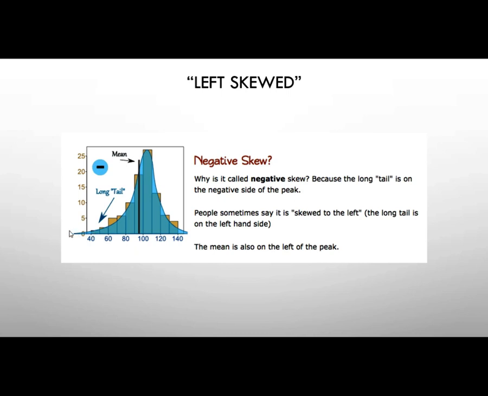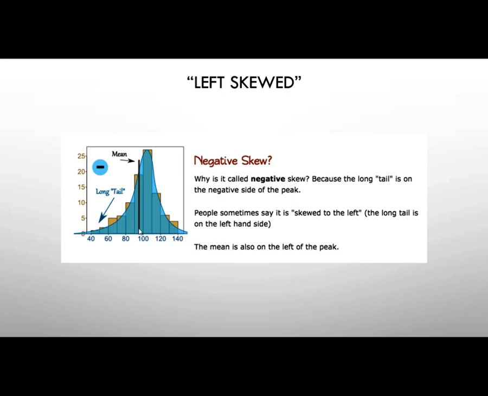This is pointing to the left, therefore it is pointing to the negative side of the graph. We can call it a negative skew, or we can call it a left tail skew, or we just can call it a left skew. All right, it's because the long tail is on the negative side of the peak. Some people say it's skewed to the left. The long tail is on the left-hand side.